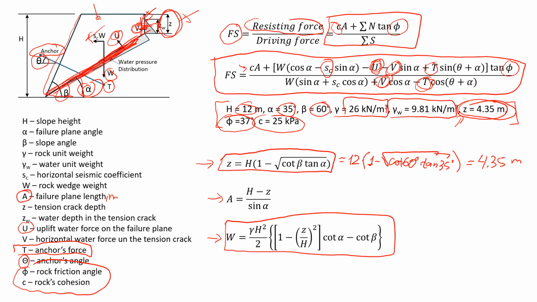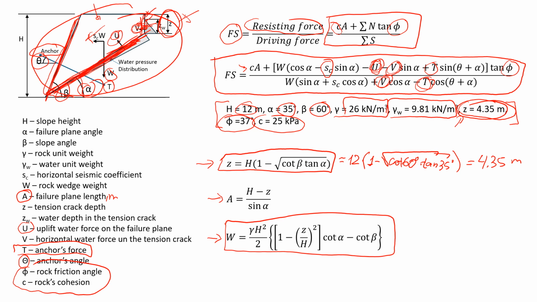So basically, you actually don't need to know the depth of the tension crack in this example, because you can estimate it based on the geometry of this rock mass. You just need to know the angle of the slope face and the angle of the failure plane. Okay, so now let's go with this value A.